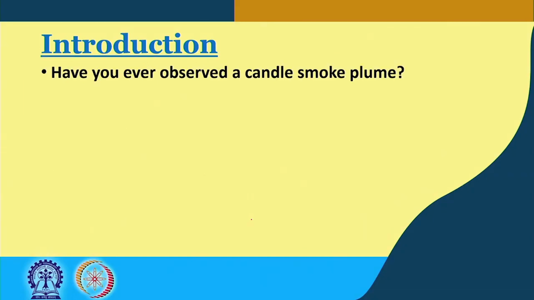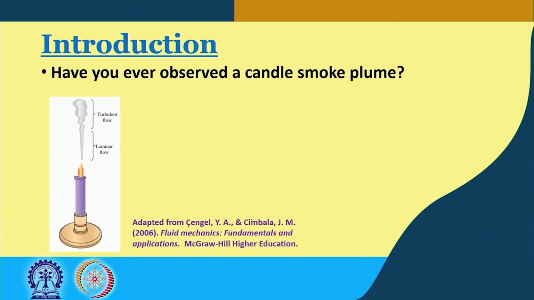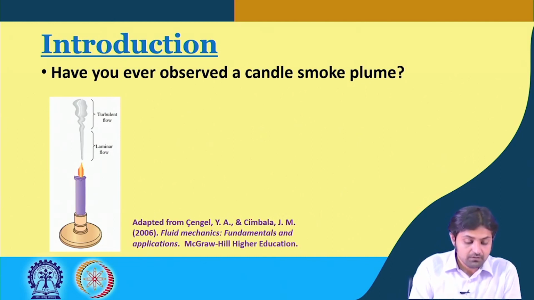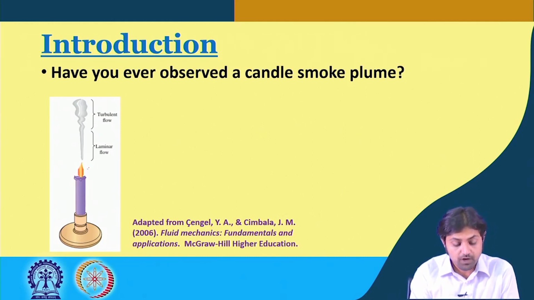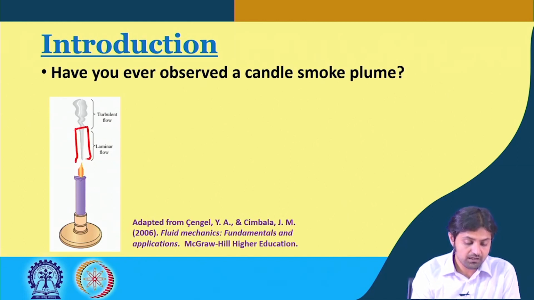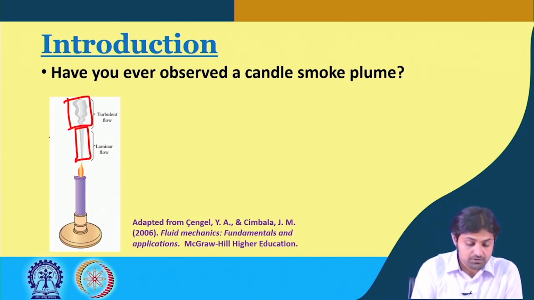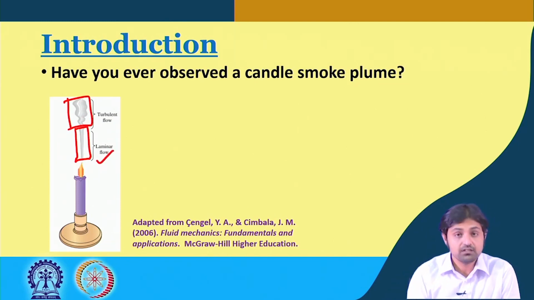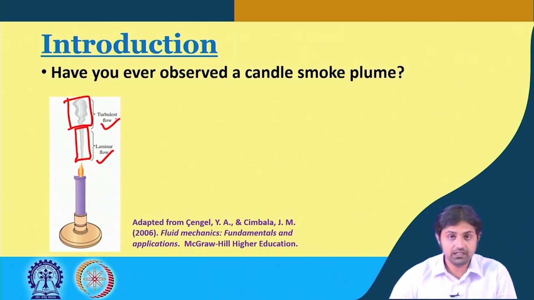Okay, so my question to you is, have you ever observed a candle smoke plume? If you have observed, you would note that in the smoke plume above the candle flame, there will be a smooth part and there will be a rough part of the smoke. So, this part actually indicates the laminar flow, and this is the one that is turbulent flow. We will go into more detail about what laminar and turbulent flow is now.